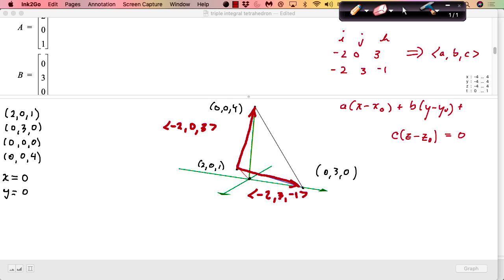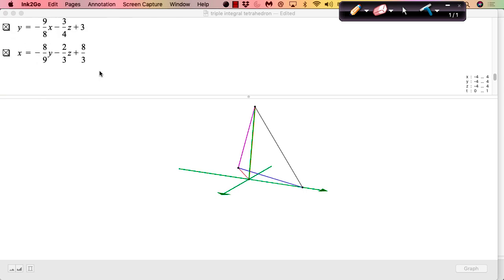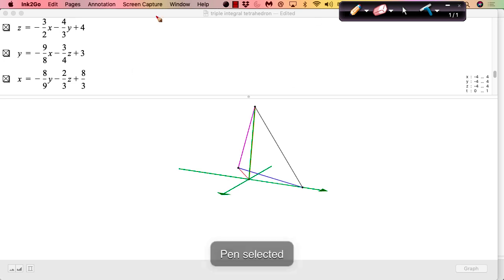Okay, so then when I do that, I get, if you're able to find it, I don't know if you made it this far, z equals negative 3 halves x minus 4/3 y plus 4. This is the same plane written in the 3 forms. Z is a function of x and y, y is a function of x and z, x is a function of y and z. It's the same plane, just rewritten as the various 3 different ways you could write it as a multivariable function. Okay, we're going to need that.